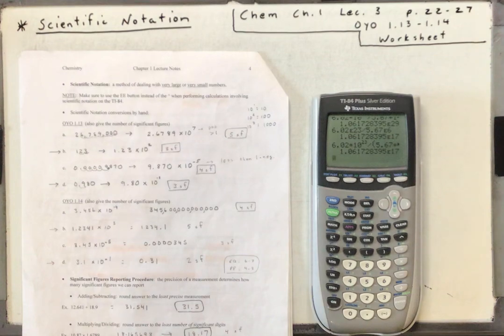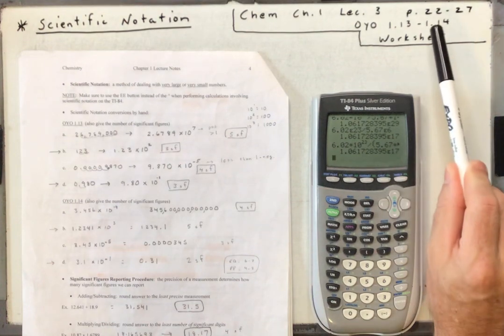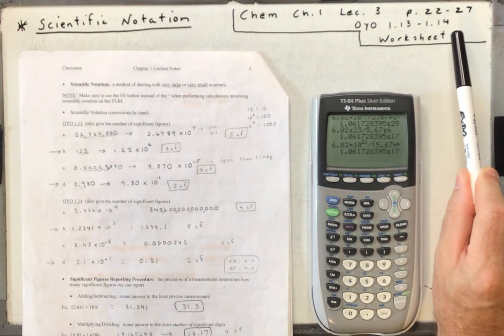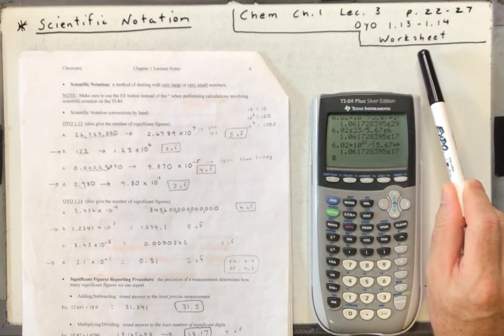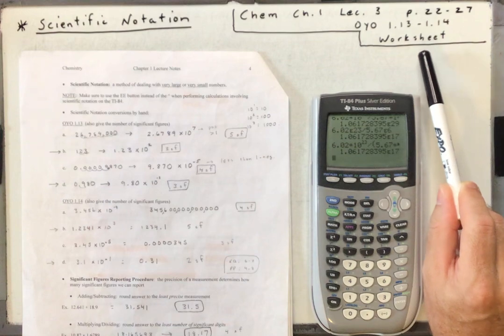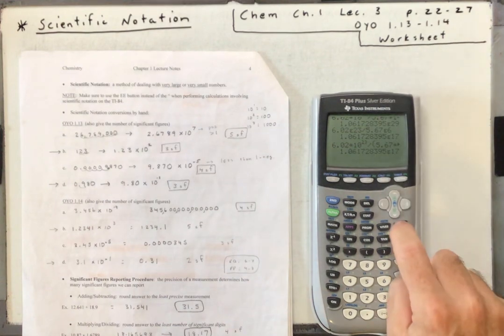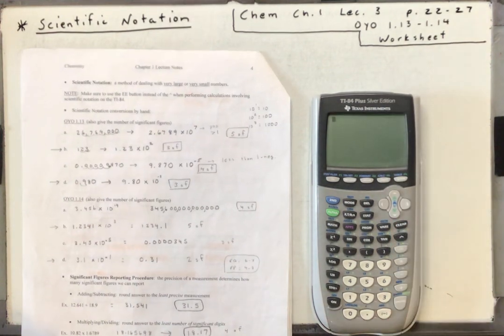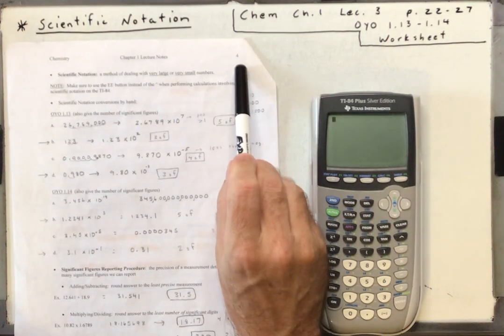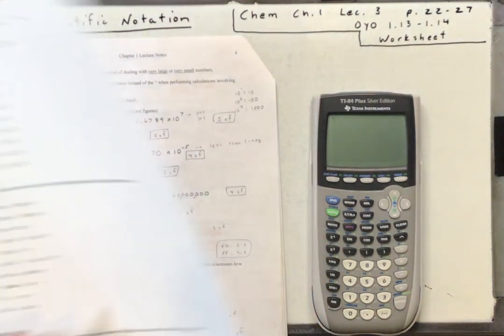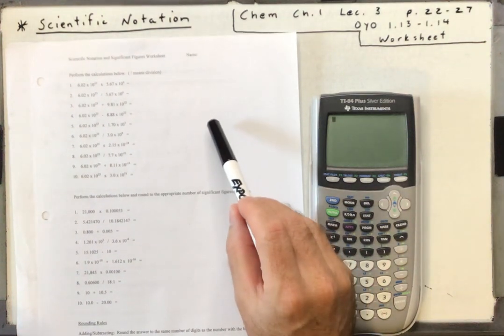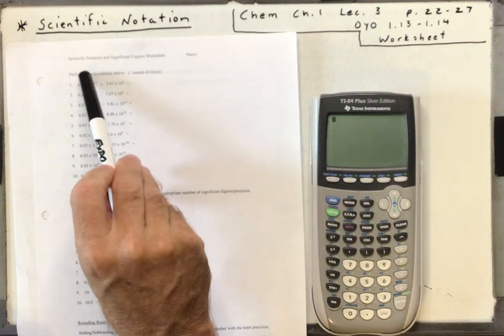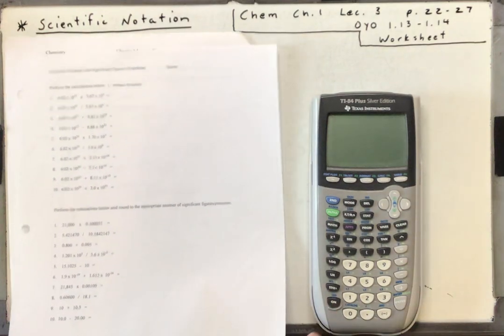In this lecture, we're going to cover pages 22 through 27 in your book. We're going to go over on your own problems 1.13 and 1.14 and a little bit of the homework worksheet. You're going to need your calculator, your notes. We're only going to go over page 4 of your notes, and we're also going to work a couple of problems from your significant figures and scientific notation worksheet, which is part of your homework.